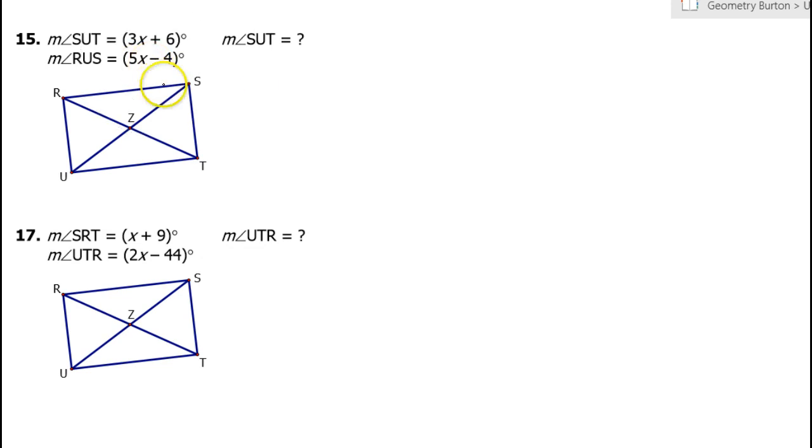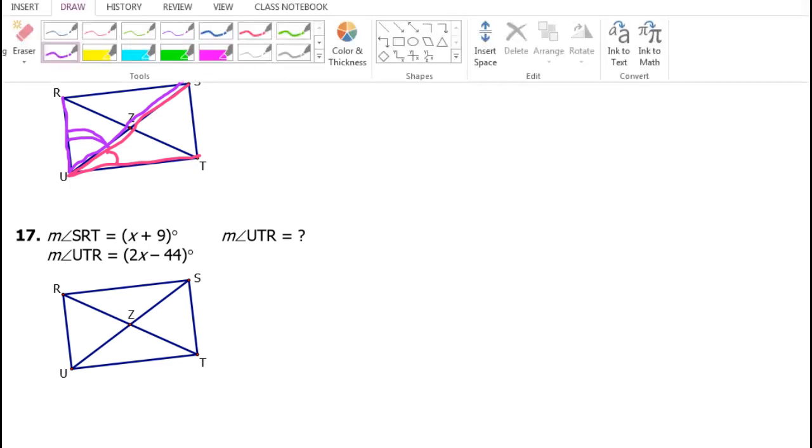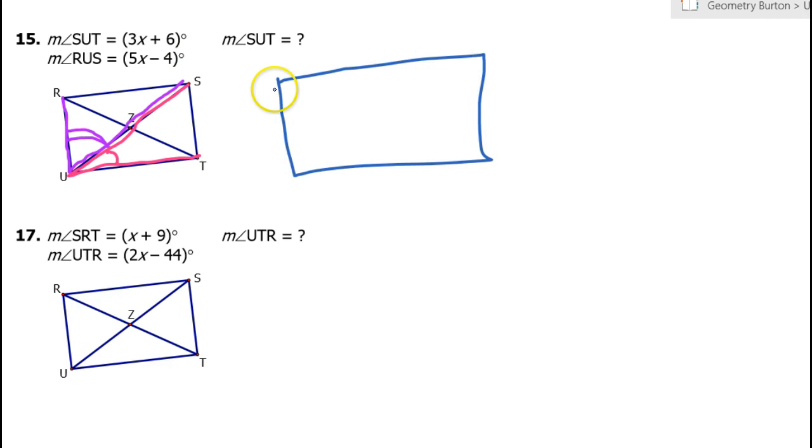All right, number 15. Aw shucks, we're given angles now. Angle SUT is this angle right here, and we're given an expression for it. Angle RUS is this angle right here, and we're given an expression for this angle as well. Now, these two angles have to be complementary. This is a rectangle, and the definition of a rectangle is all four angles have to be 90 degrees. So this angle, RUT, is a 90-degree angle. That means the two smaller angles have to add up to 90.